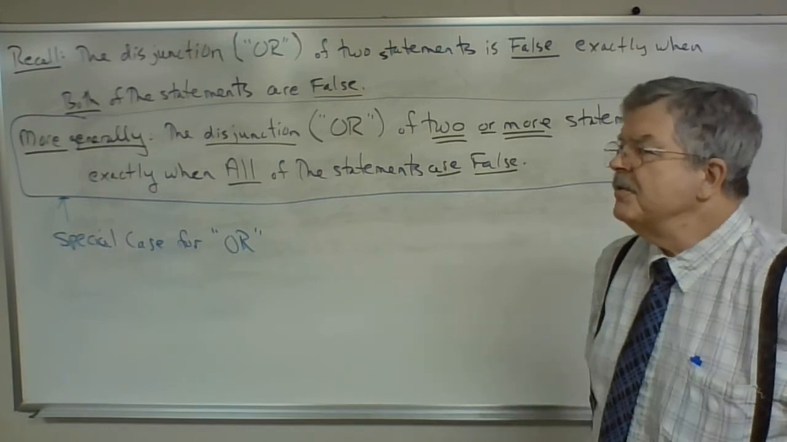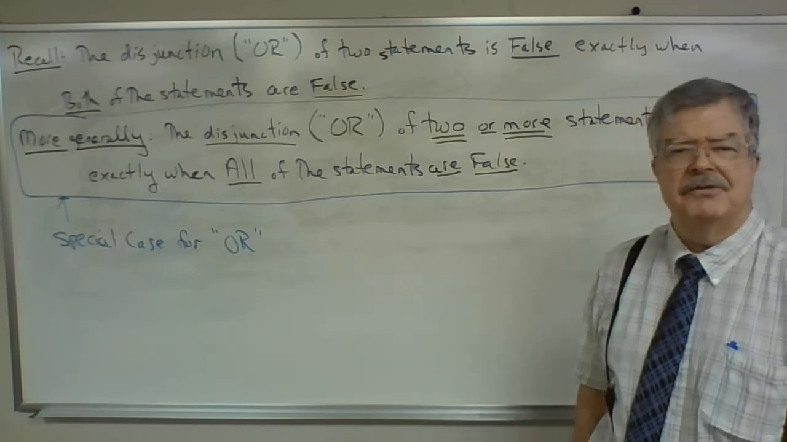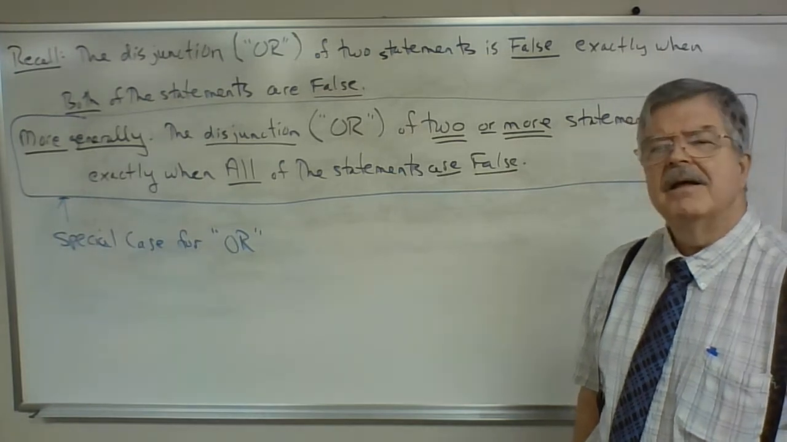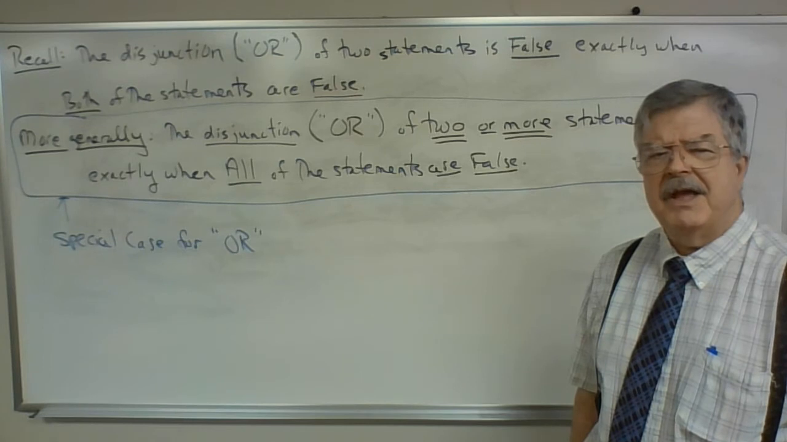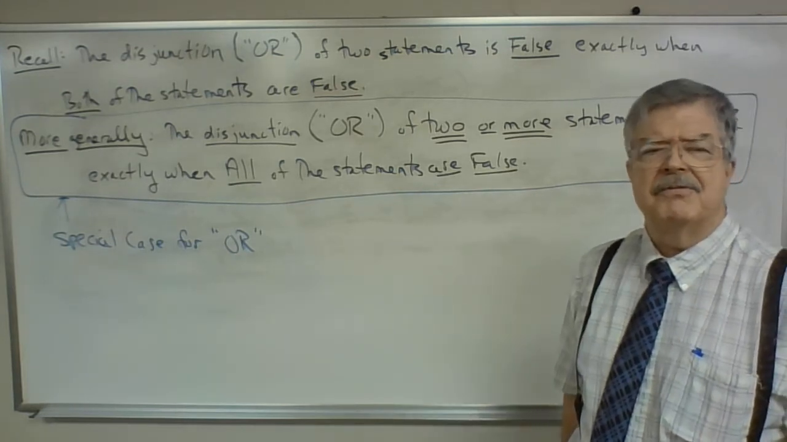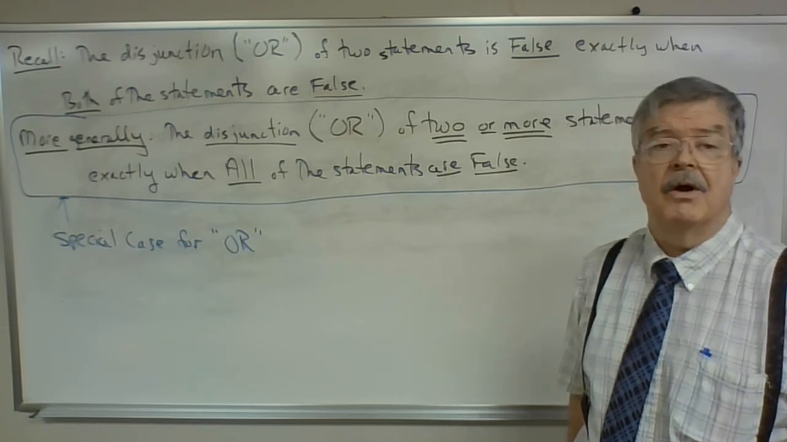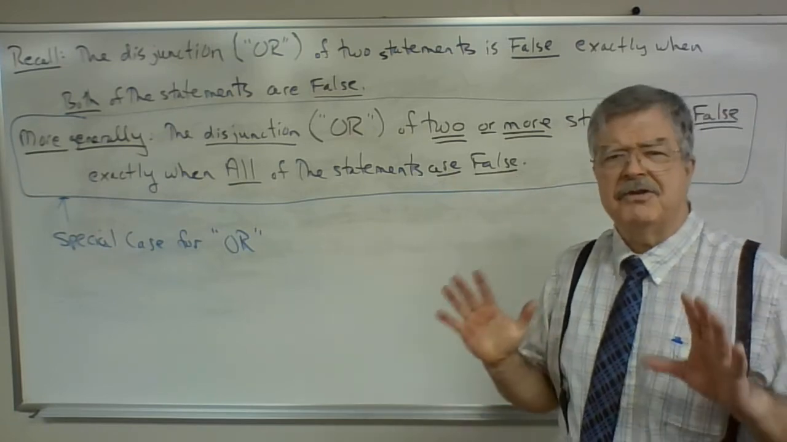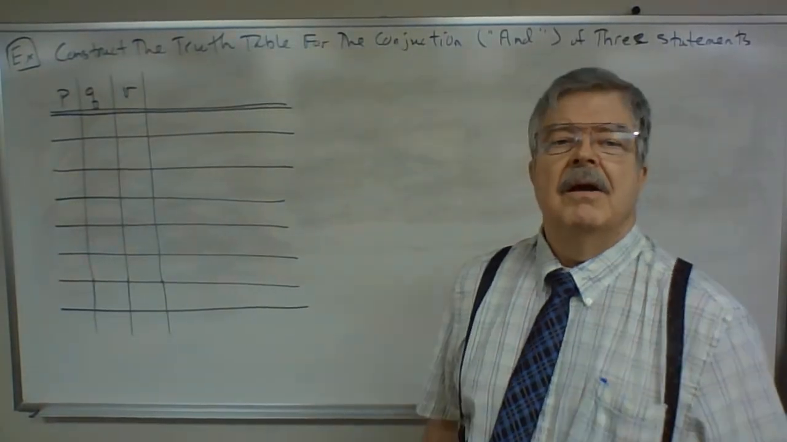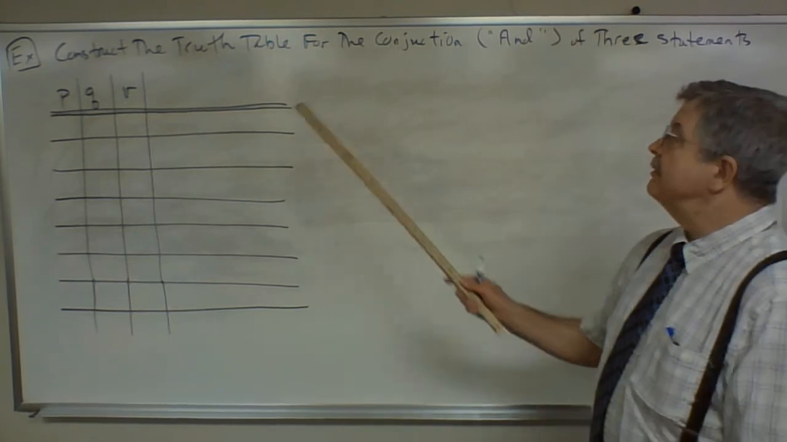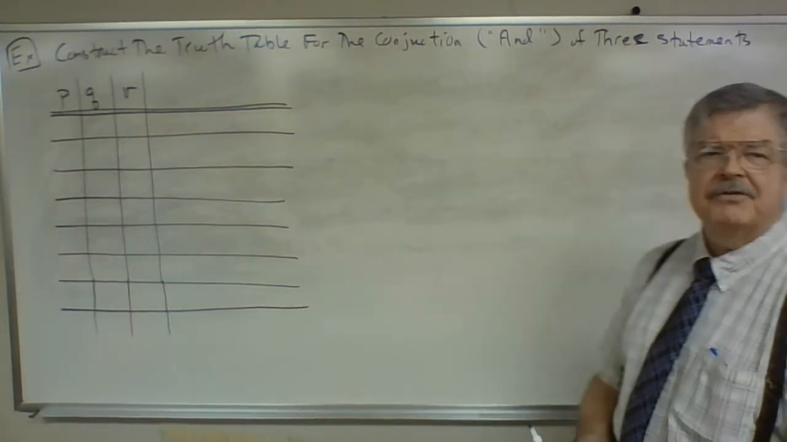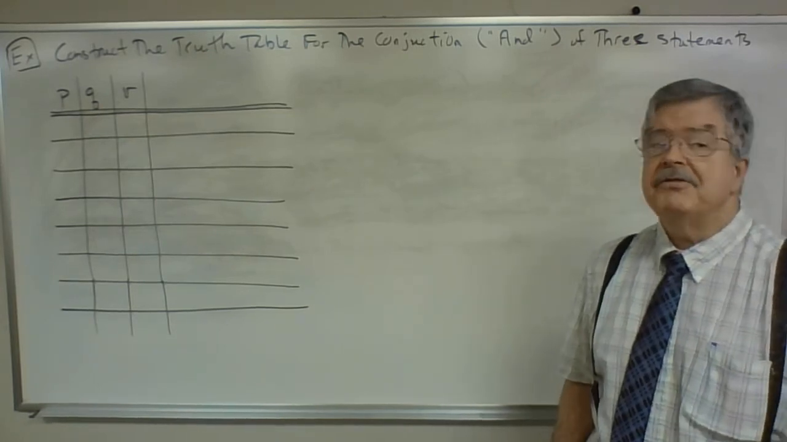Now, before we move on and apply this to consistent and inconsistent systems, let's just do a truth table for a conjunction of three statements and a truth table for the disjunction of three statements and just see how it works out. Okay, we're going to do the truth table for the conjunction, that is the and, of three simple statements.